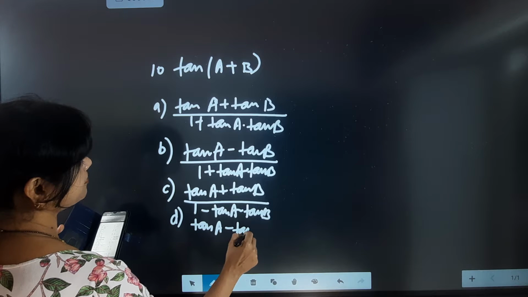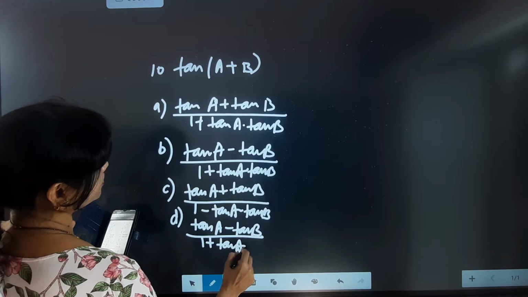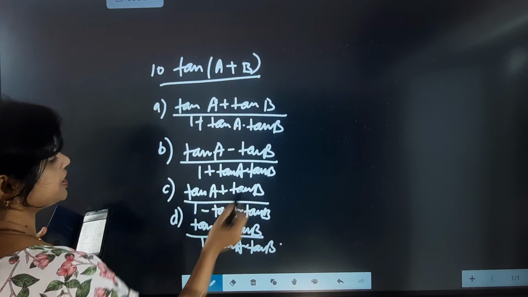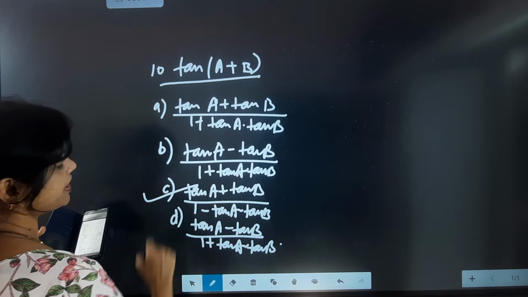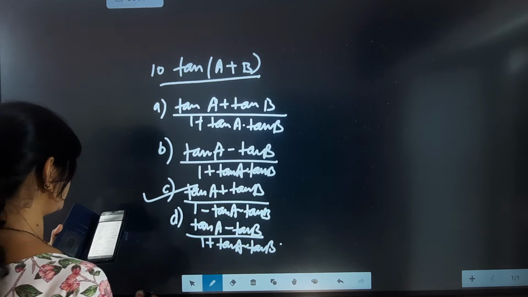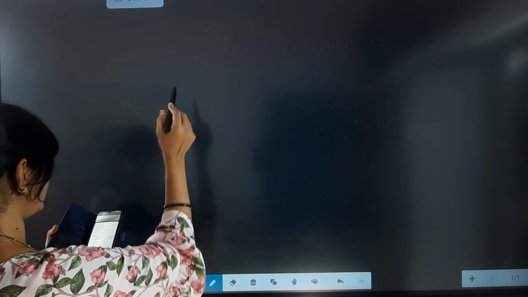Tan A minus tan B over 1 plus tan A into tan B. So now the correct answer will be what? The tan A plus B formula is tan A plus tan B by 1 minus tan A into tan B. Okay, the tan A plus B formula is this one. So it is a direct formula implementation. We do not need to do anything in that.